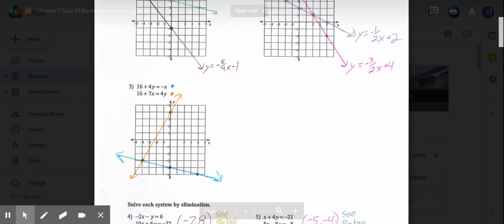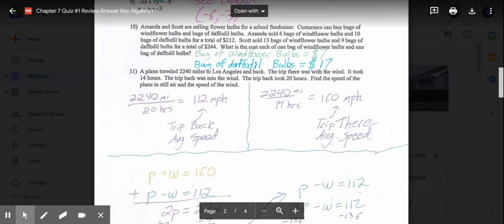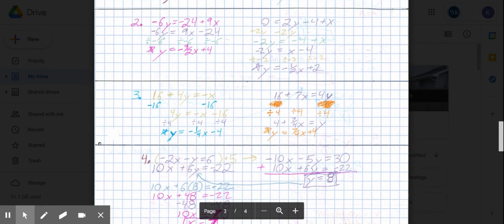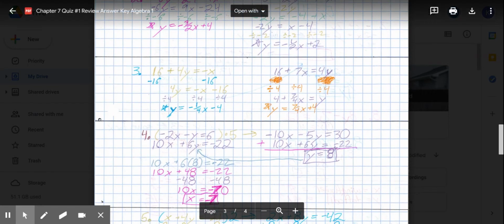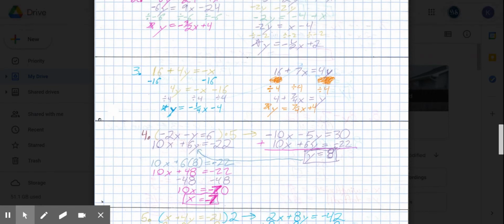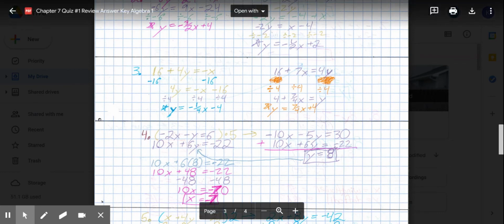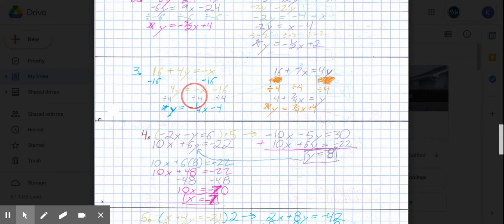And then with number 3, again, we need to rewrite them into y equals mx plus b. So with the first equation, 16 plus 4y equals negative x, we'd subtract 16 from each side and then divide everything by 4. So y would equal a negative 1/4 x minus 4.